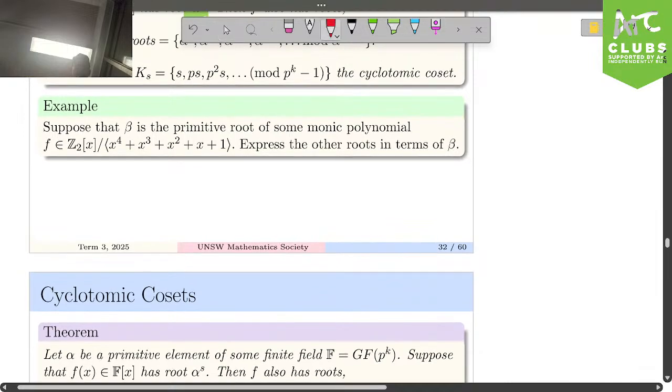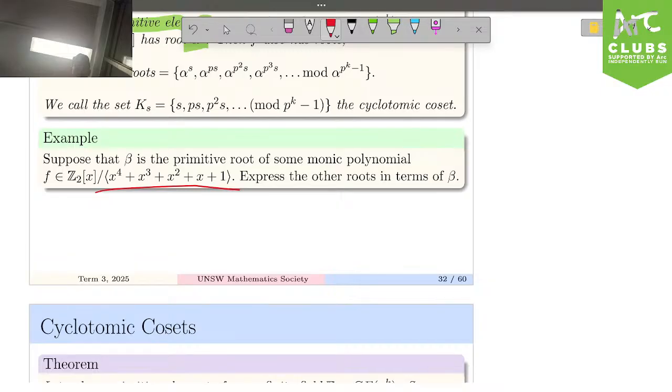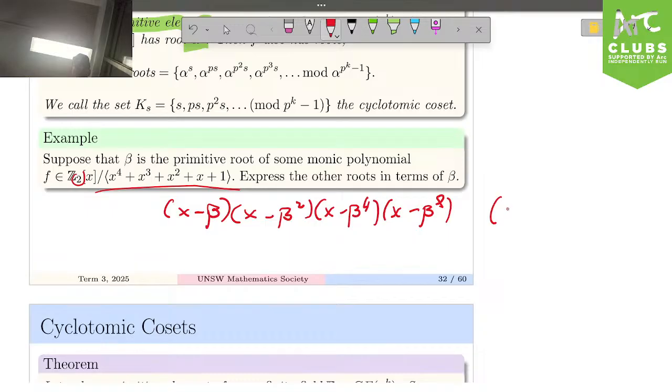suppose that beta is the root of some monic polynomial, then I want to express the other roots in terms of beta. So the only thing to do is to say, okay, what is my p? My p here is 2. Okay? This is my Zp. So if I have x minus beta as a root, I also have x minus beta squared as a root, x minus beta to the 4th as a root, and x minus beta to the 8th as a root. I also would have x minus beta to the 16th.